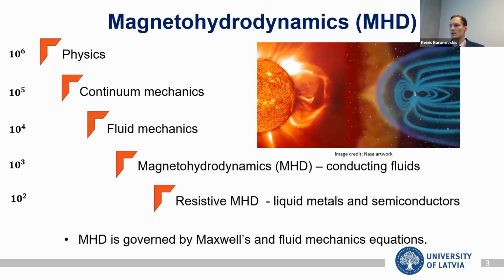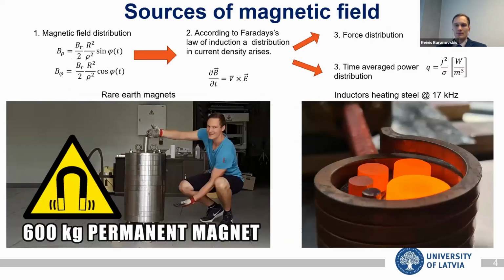Magnetohydrodynamics is governed by Maxwell's laws of electromagnetism and fluid mechanics equations. So we have two very often used tools in our experimental work, which are the permanent magnets and electromagnetic coils. With both of them, we can create a static magnetic field and also alternating magnetic field. And for us, the most interesting one is alternating magnetic field, which gives us opportunity to do work and induce currents in any conductive media, which would be metal, but not limited to that.